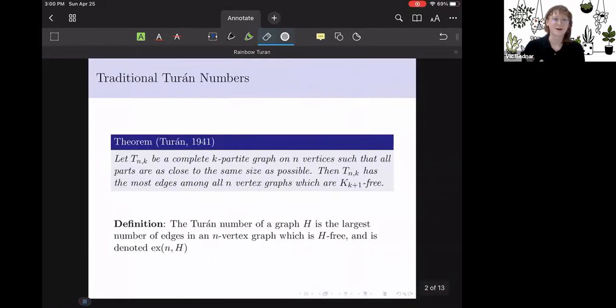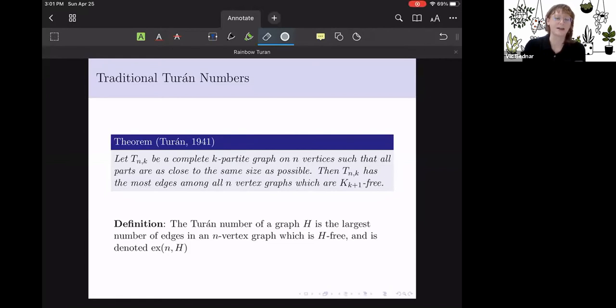So if we want to talk about rainbow Turán numbers, we have to start with Turán numbers. For the duration of this talk, I'm going to call these traditional Turán numbers, just to be extra clear when I'm talking about the rainbow version of the problem versus the original version of the problem. But generally, we just call these Turán numbers.